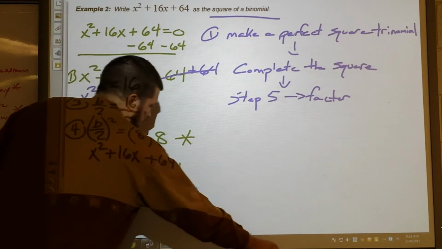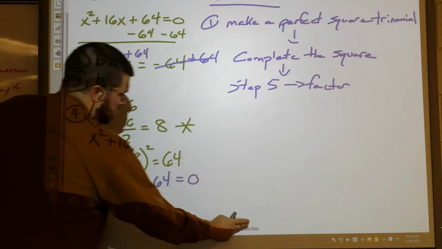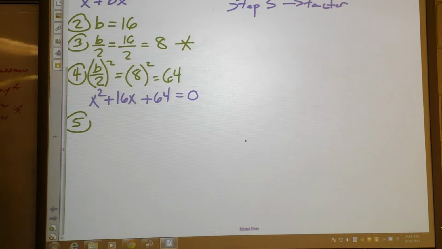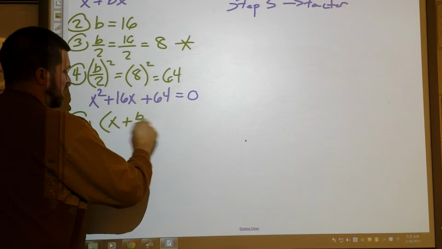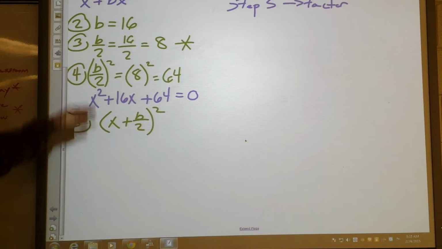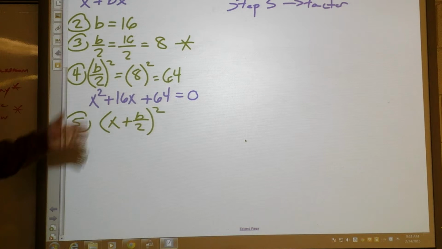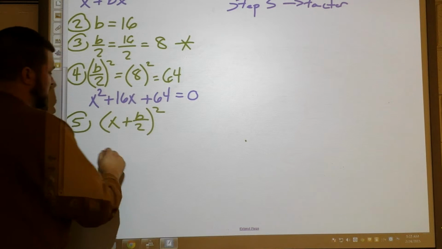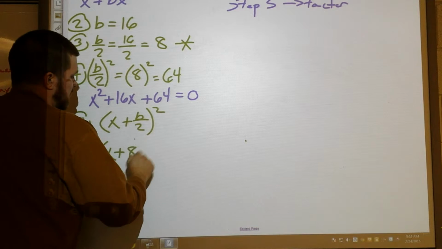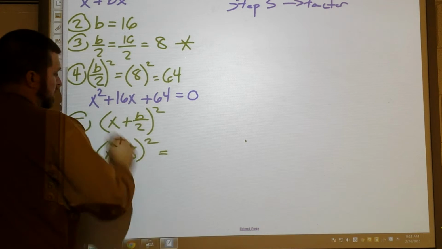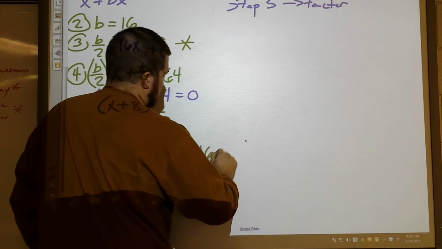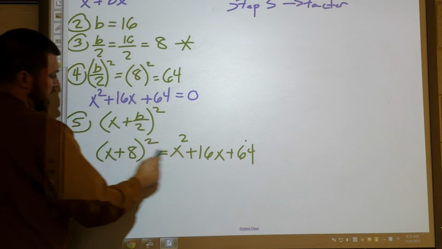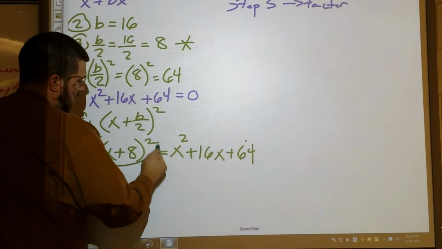Now my last step, give myself a little bit more room. My last step is to use the factoring pattern x plus b divided by 2 squared to write this as the square of a binomial. So I'm going to go back to where I saw b divided by 2 in step 3. Again, I put a star next to it, so b divided by 2 is 8. So I have x plus 8 squared, and that's going to be equal to my equation, x squared plus 16x plus 64. So what I've done in this problem is I rewrote this trinomial using completing the square as the square of a binomial. And that's my answer.